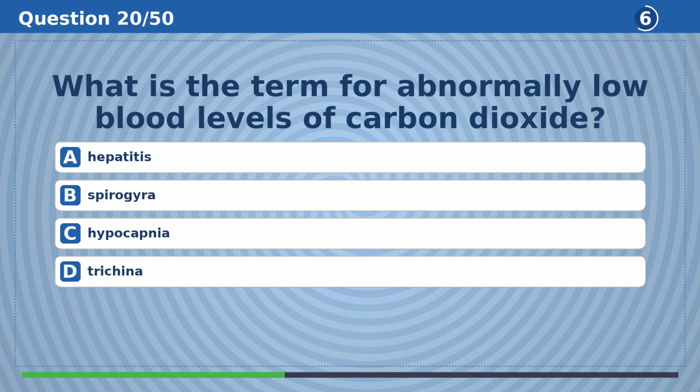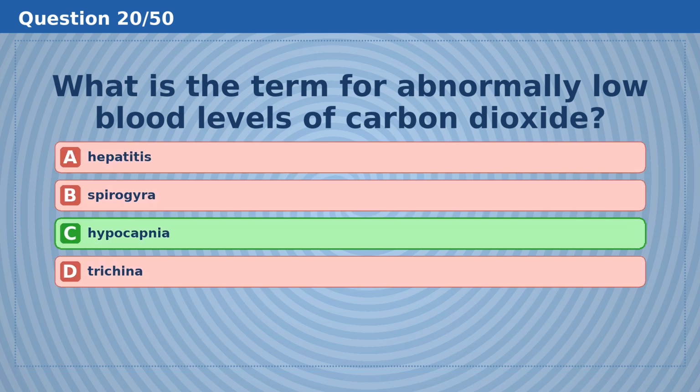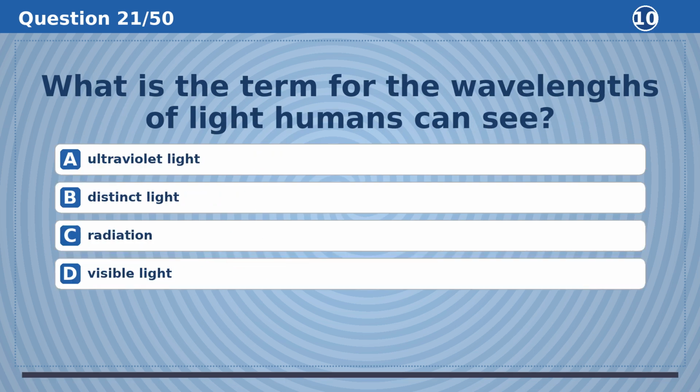What is the term for abnormally low blood levels of carbon dioxide? The answer is C, hypocapnia.